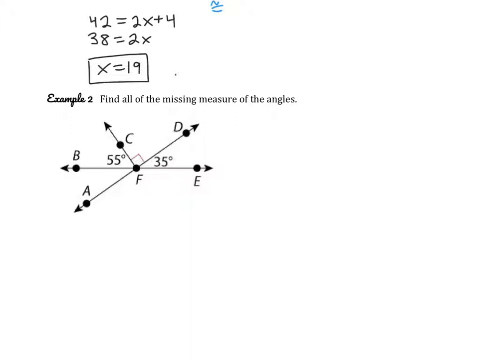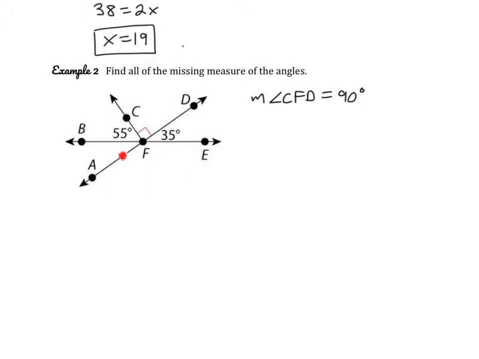Okay, so here we're asked to find all of the missing measures of the angles. So the first one is kind of given. It's not written into the picture what the measurement is, but we see this little box, so we know that angle CFD equals 90 degrees. The measure of angle CFD equals 90, and this box is what tells us that. Now you can see that the other measure that we are missing is right here. So we need to find the measure of angle AFB, or you could name that angle BFA.